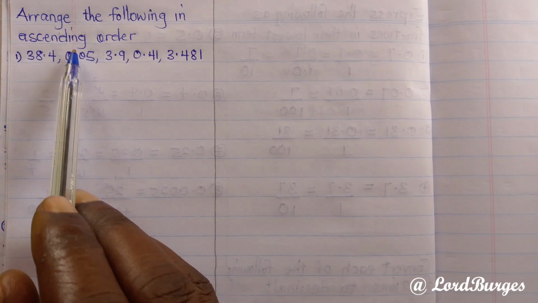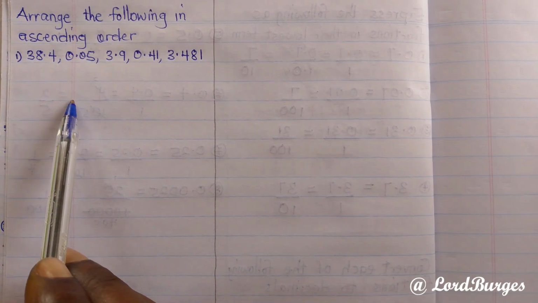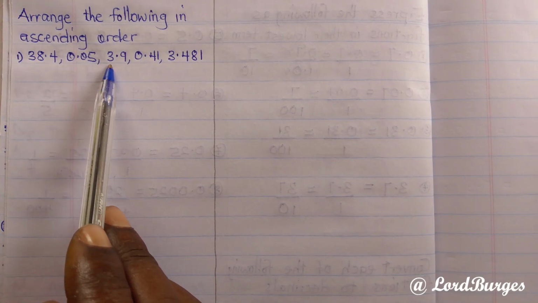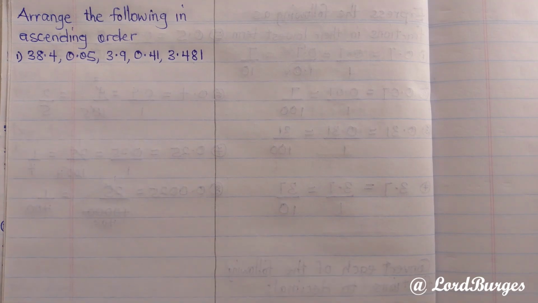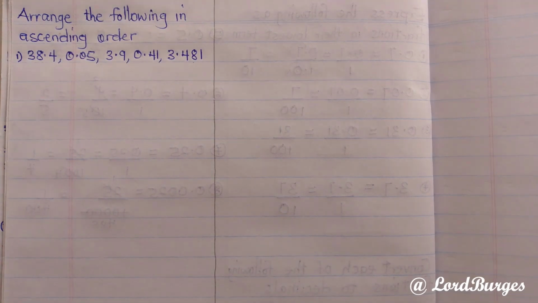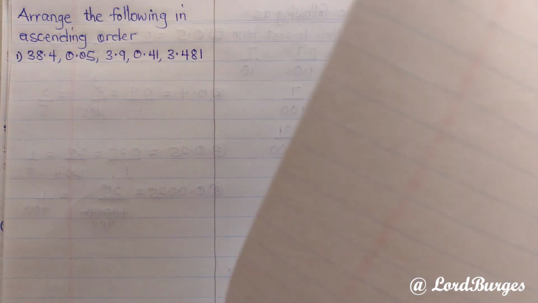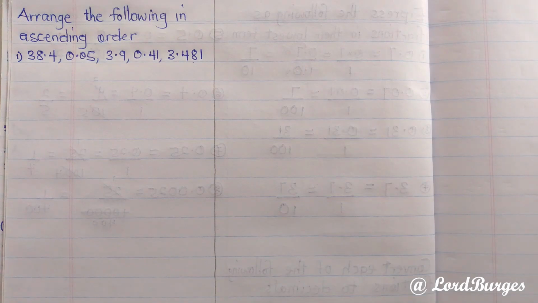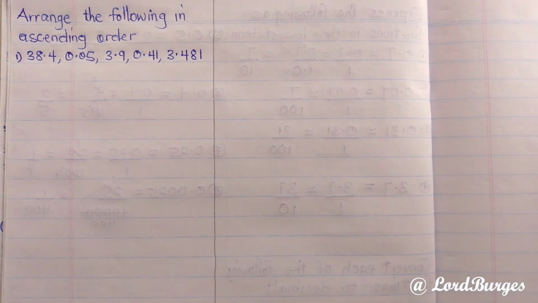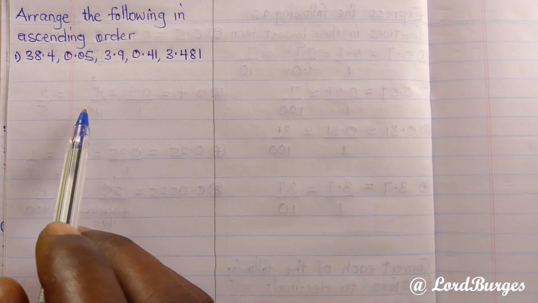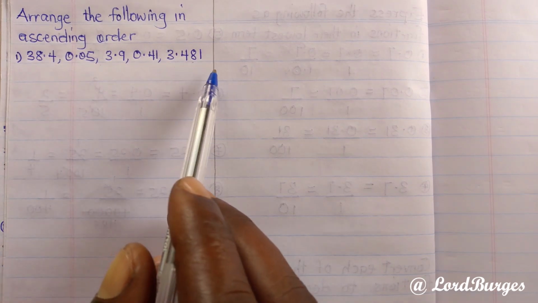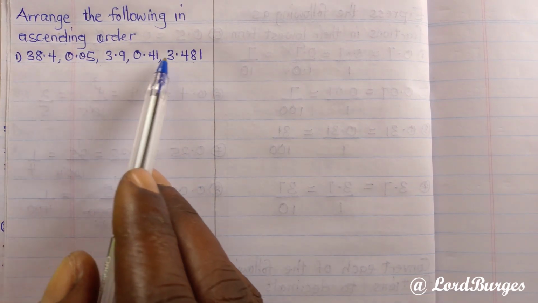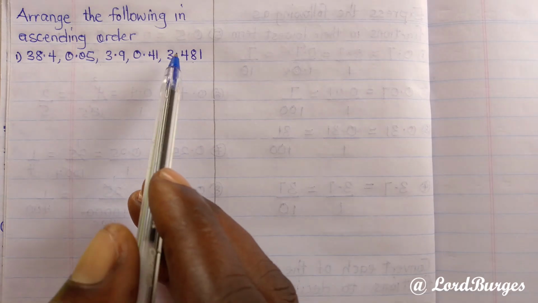Arrange the following in ascending order. So these are our decimal numerals, and we are supposed to put them in the order of ascension, that is from the lowest to the highest. So what we have here, first of all, you need to consider the whole numbers. That is the ones we call the decimal. That is the decimal point.